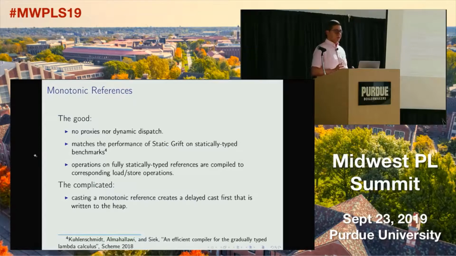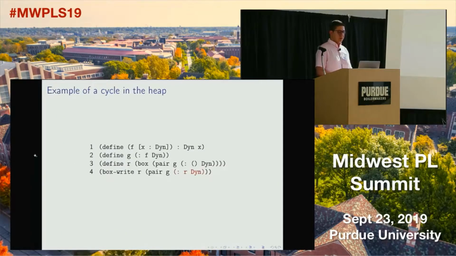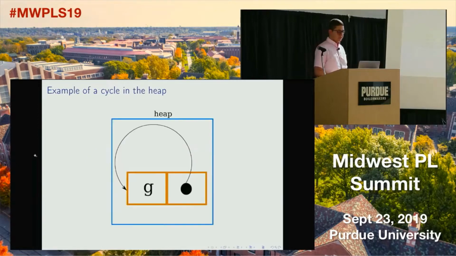There are complications regarding termination and correctness. And one of them is when we cast the heap, we basically can't just go and do that. We have to make the cast delayed in some sense and write to the heap first. So why do we do that? Let's consider this example where we have a program that creates a pair on the heap that has a cycle in it. So it would look something like this. The second projection is basically a pointer to the pair itself.